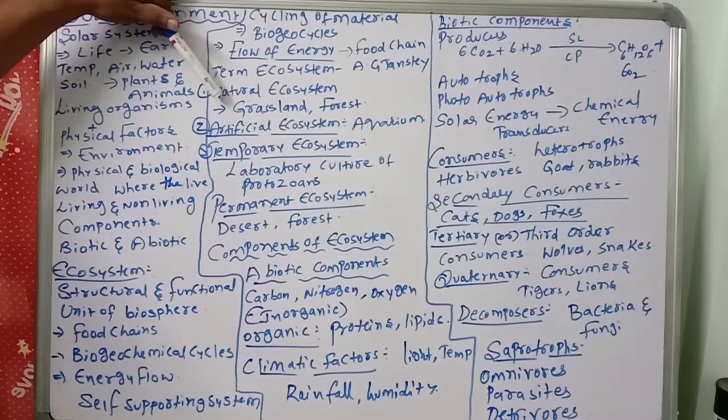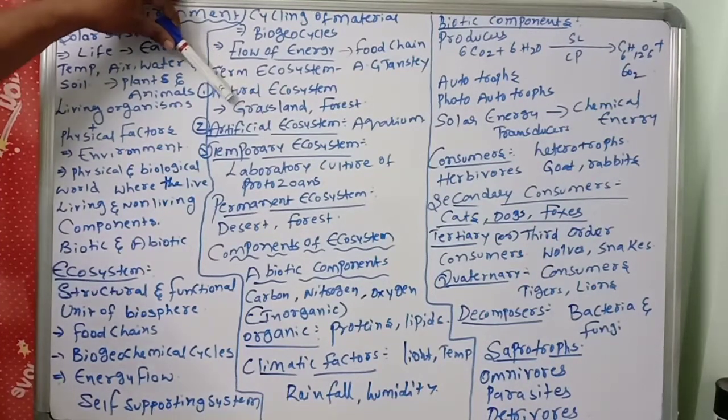This is very, very important. These ecosystems operate by nature only, without human interference. Natural ecosystems are formed. Common examples of natural ecosystems: pond ecosystem, lake ecosystem, desert ecosystem, grassland ecosystem, forest ecosystem, oceanic ecosystem.